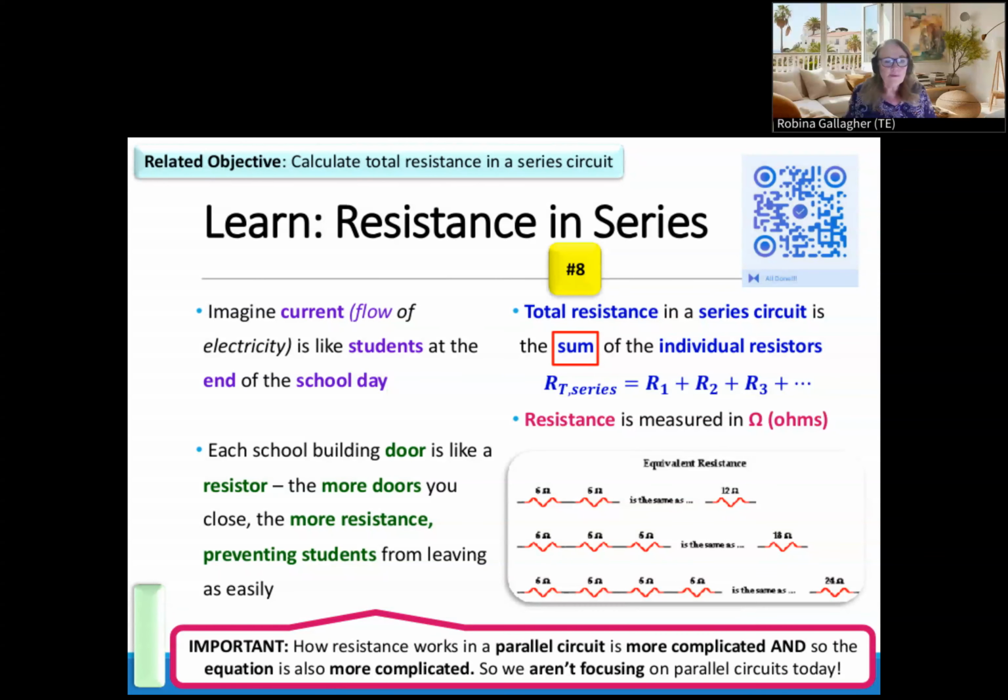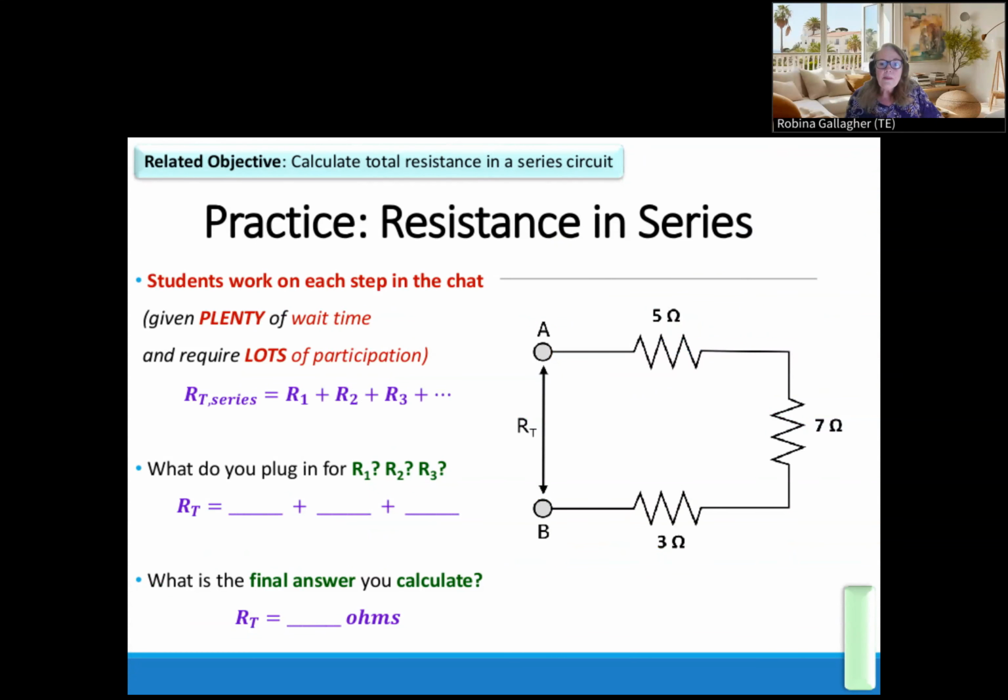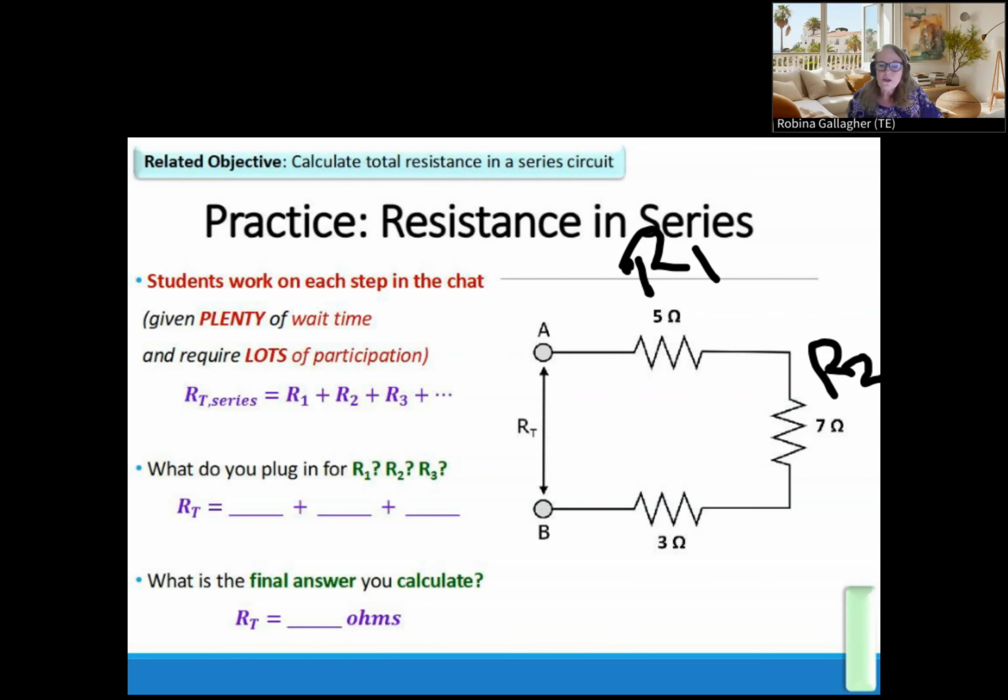Fabulous. Okay, so here we go. I have a circuit here. You can see it's a series circuit, right? There's only one path going around. These squiggles right here represent a resistor. So this is resistor 1, this is resistor 2, and this is resistor 3. You can see that the formula is just adding the resistors together.